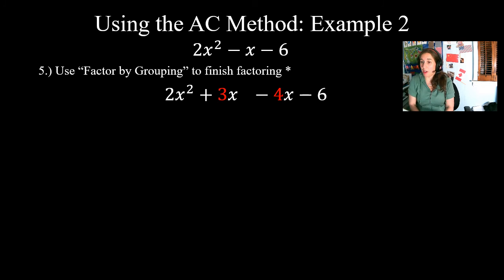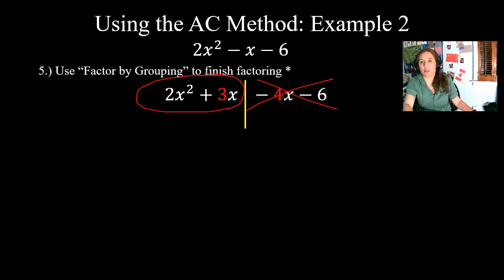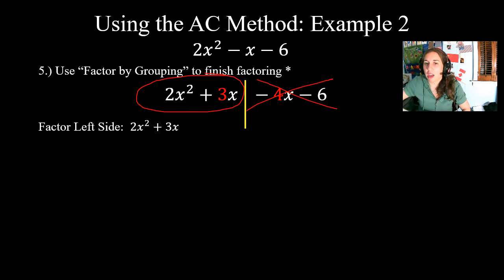Okay, so now I've taken my trinomial, I've used the AC method to turn it into this new polynomial that's got 4 terms so that I can use factor by grouping, right? And we should be starting to get really comfortable with factor by grouping by now. If you're not, make sure you go back and do some more practice problems. So we do factor by grouping, we split it right down the middle. Now we have a left side and a right side. So I'm just going to completely ignore this right side so I can focus on the left side. I'm going to take that left side and factor it first.